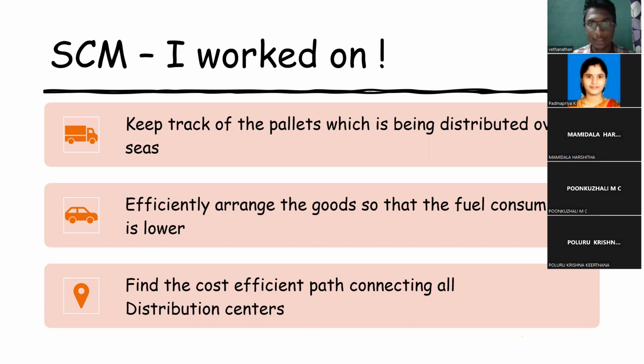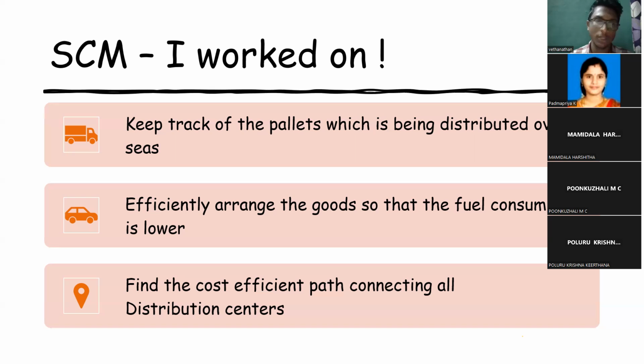Then the second thing is we need to efficiently arrange the goods. If there is a truck with goods that need to be delivered to location X, the goods should be arranged in such a way that fuel use is optimal. In the case of Walmart, they arrange the goods in a hexagonal pattern. They came up with that idea because research found that arranging the goods in a hexagonal pattern saves much fuel.